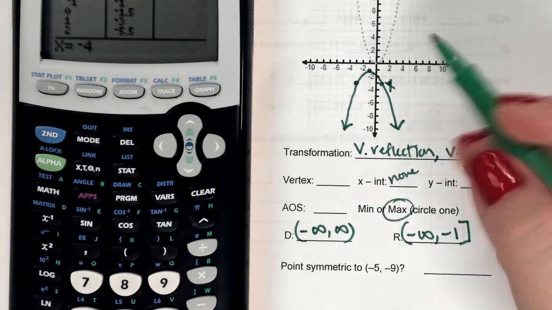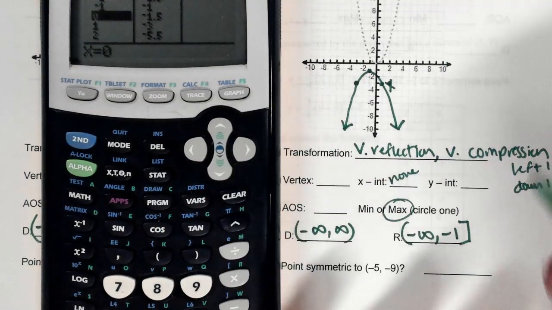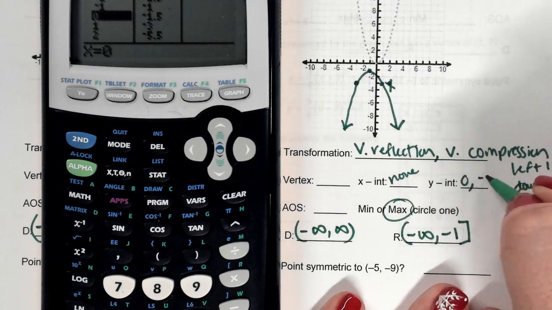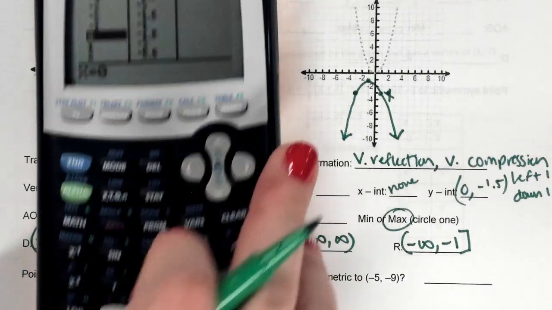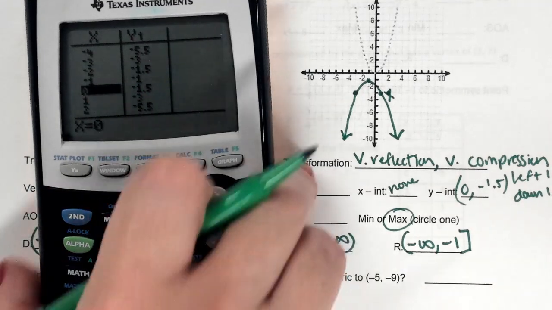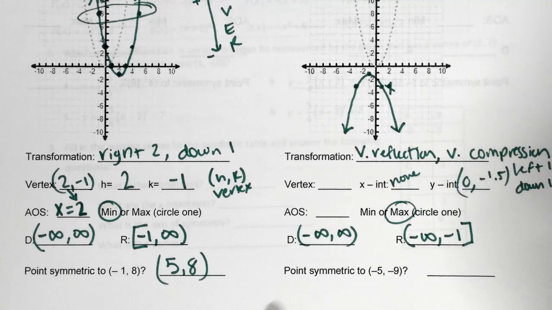Okay? It does have a y-intercept. It's a ugly point, but you can always look on your calculator. It's 0, and then -1.5. So your y-intercept will always be given to you in your calculator. Any questions on that one? We're not going to answer the rest. Yes? Okay, flip to the back.